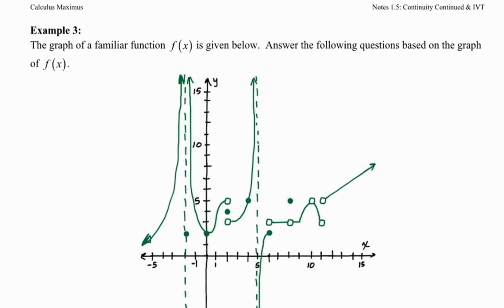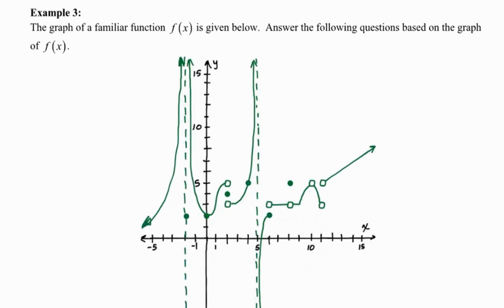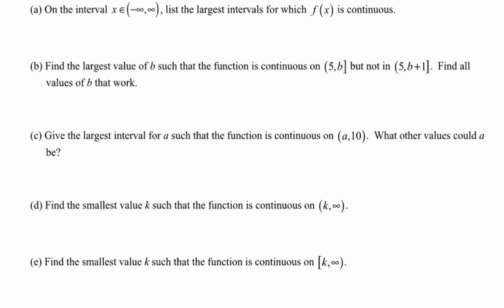Example 3, we have this wonderful looking graph here, graphus interruptus. I think we used that before. So you have that right in front of you. I'm just going to look at the questions. On the interval x element of negative infinity to infinity, that just means every single number, all the real numbers, list the largest intervals for which it's continuous.